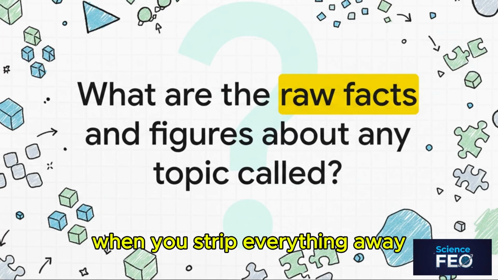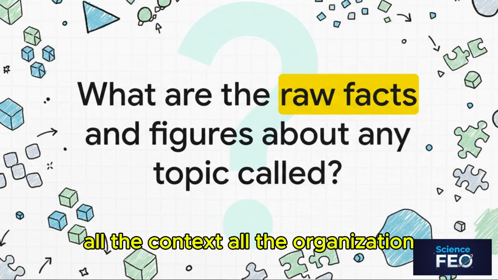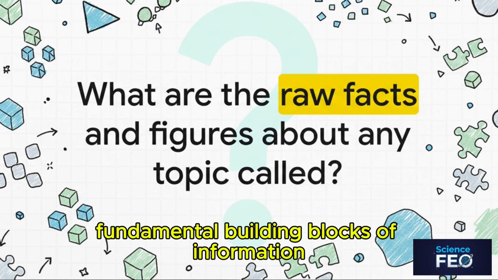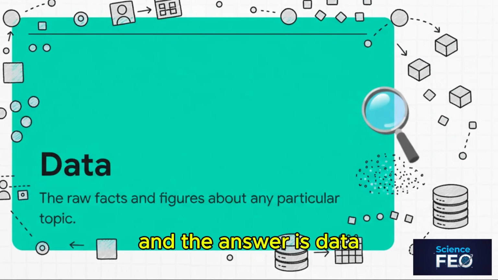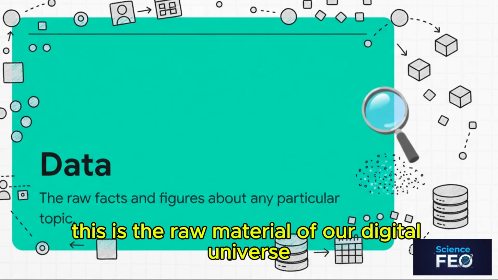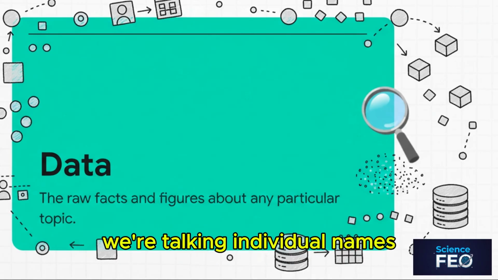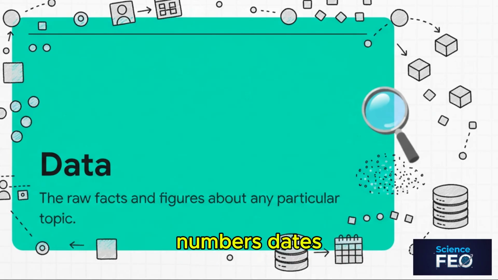When you strip everything away, all the context, all the organization, what do you call those fundamental building blocks of information? And the answer is data. This is the raw material of our digital universe. We're talking individual names, numbers, dates, you name it.